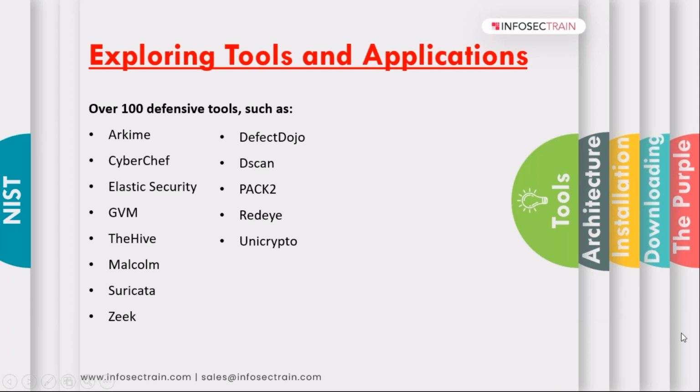Then there is RedEye. Again, it is unclear what it refers to. They have not added any data as of now up over here. And Unicrypto is basically again for your cryptography challenges, like for your encryptions. These last 3 are yet upcoming tools which are not there in your Kali Purple as of now, but will be there very soon.